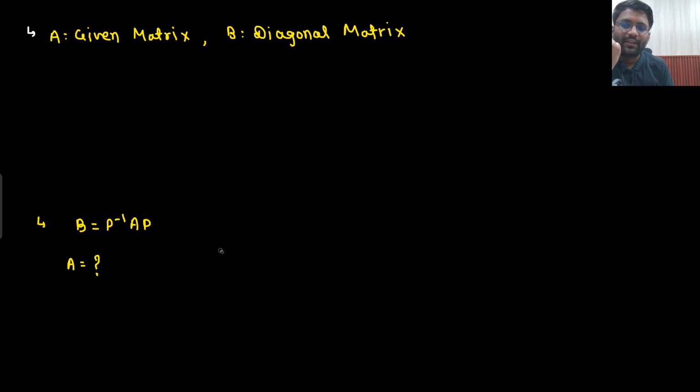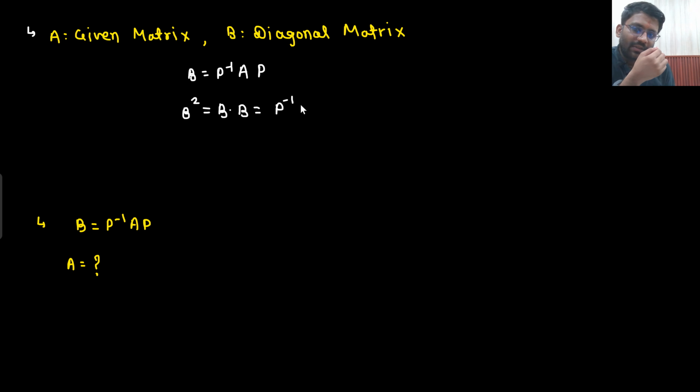So if A is the given matrix, then B is the diagonal matrix. What is B? B is nothing but P inverse AP, right? What will be your B square? This is what they are asking. B square simply means B into B, or I can write P inverse AP multiplied with P inverse AP. So what we are getting? P inverse AP into P inverse AP.